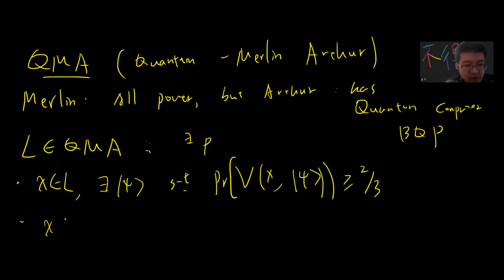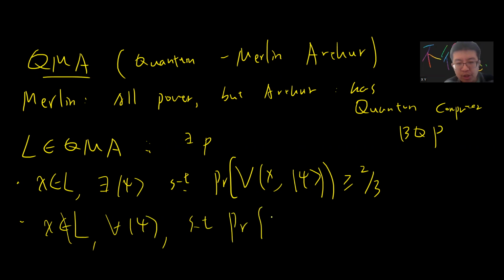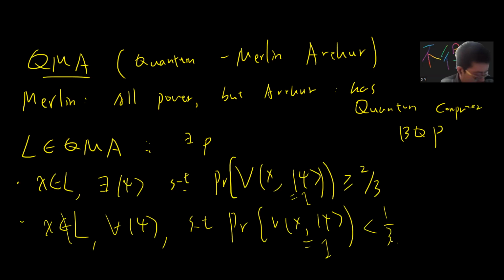And then you can also define: if X does not belong to L, then for all states that Merlin sends, Arthur will reject with high probability, that is, the acceptance probability is less than 1/3. Basically, this is quantum Merlin-Arthur. And there are some problems called QMA-complete, meaning that the problem is hard. And obviously QMA contains MA.